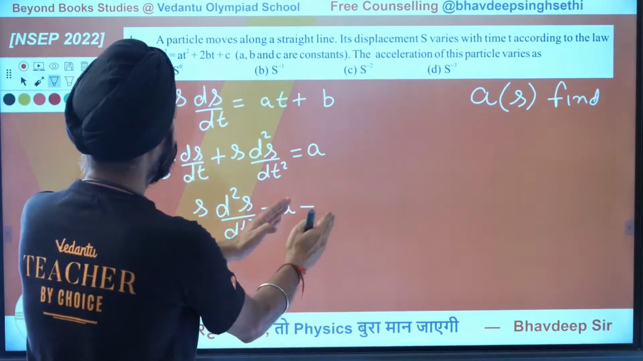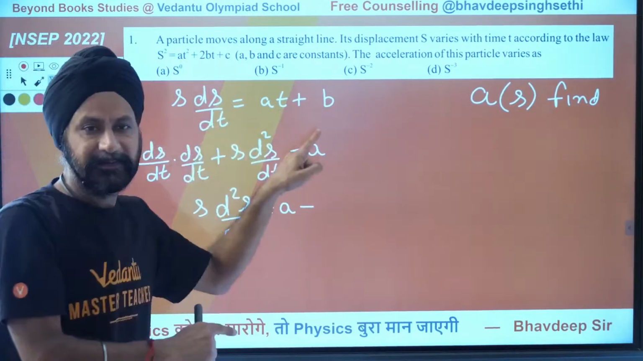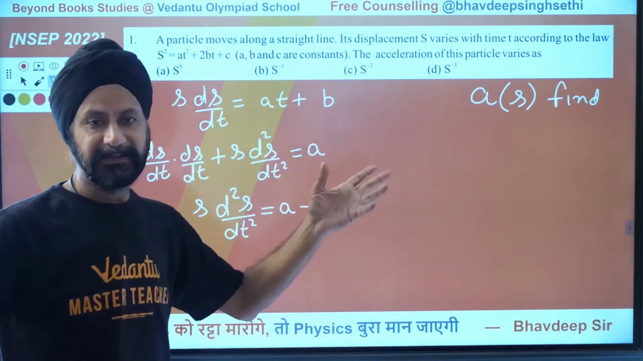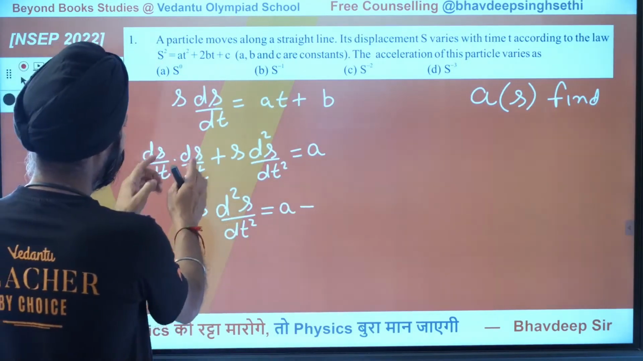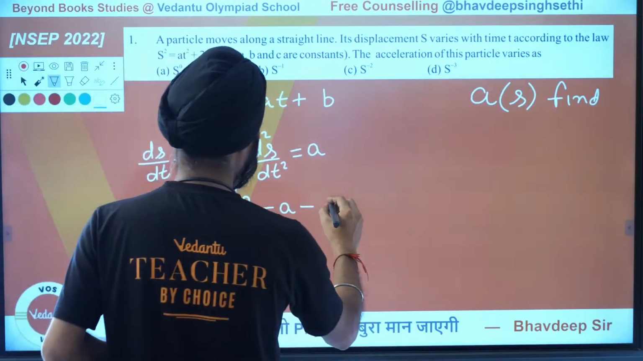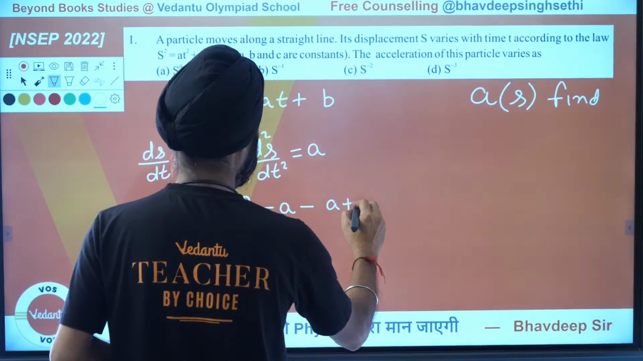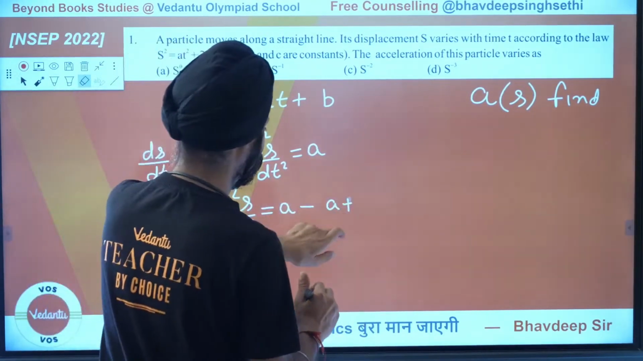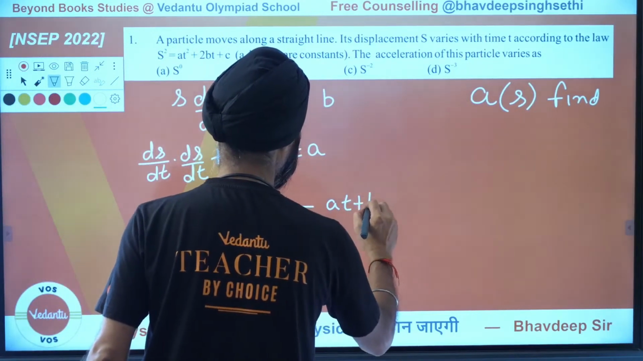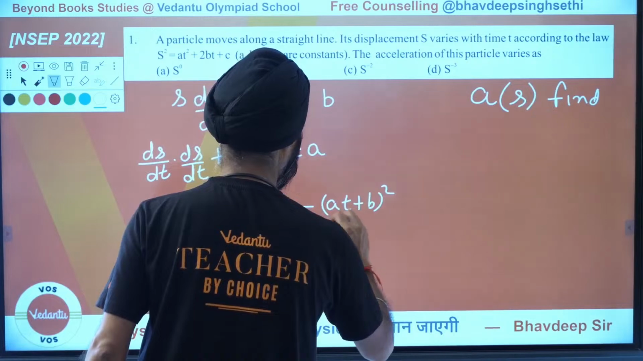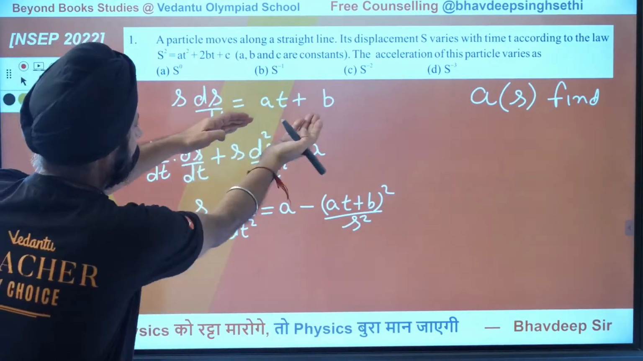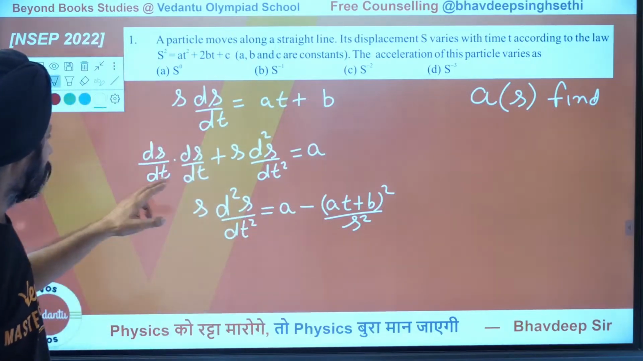So (ds/dt)², but ds by dt is, remember this. I have to find everything in terms of a, b, c, and s. Those are given. So ds by dt is (at plus b) divided by s, the square of that. So a plus (at plus b) whole square over s square, right? That's ds by dt, at plus b divided by s. So I've done the square of that.